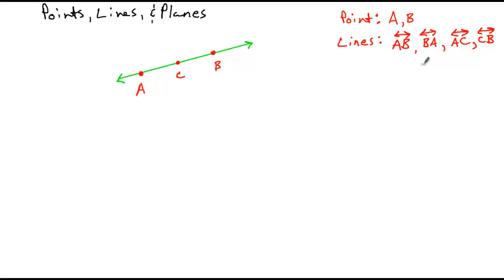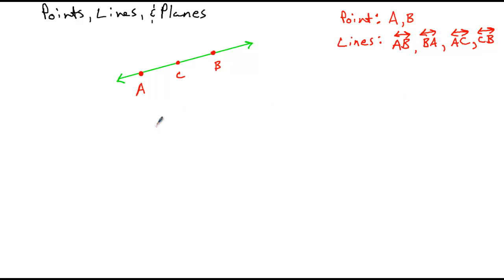What we don't want to see, and what happens all the time, is we see this. Line ACB. Well, if I see this, you're going to see this, because this is not correct. So you don't want to do that. Don't use 3 letters, just use 2. Any 2 on the line will do.